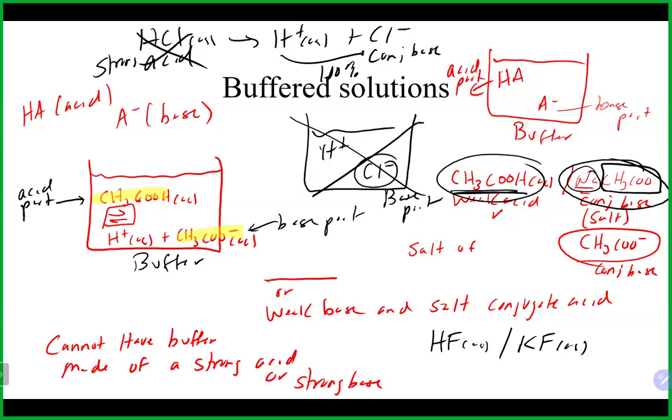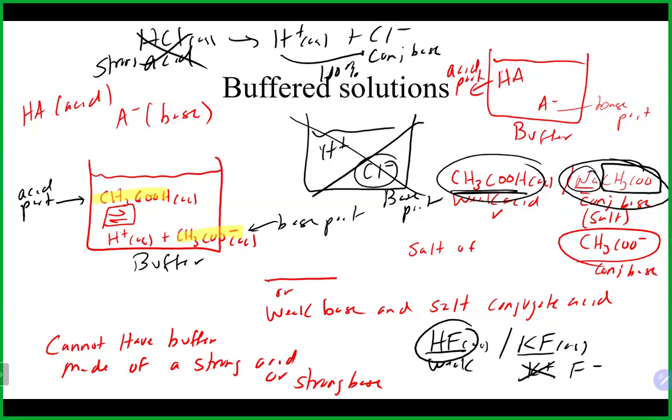HF is what type of acid? It is a weak acid, so that's good, right? Are these two things related to each other by 1 H plus? The answer is yes, they are, because KF is a salt, which is K plus and F minus. So this is a spectator ion, kind of like our sodium, that's not important.